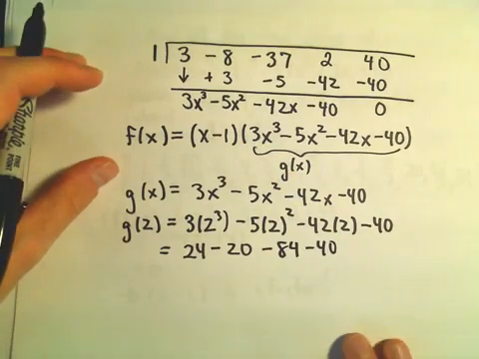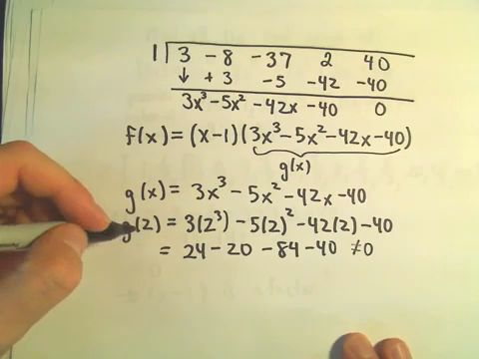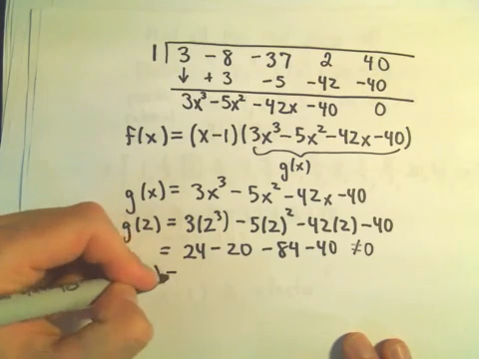Well, there's definitely lots of negative numbers out there. That's not going to equal 0. So that means x minus 2, that's not our factor. Maybe we can check negative 2.